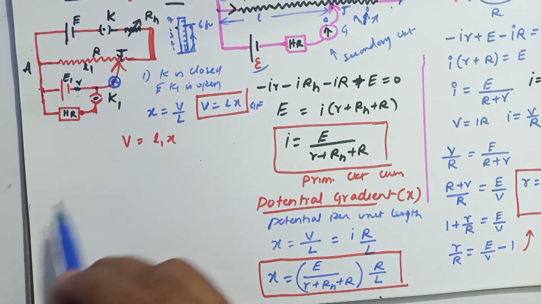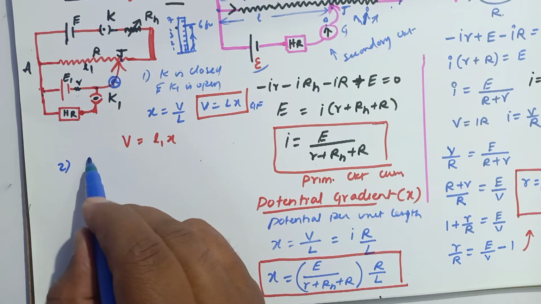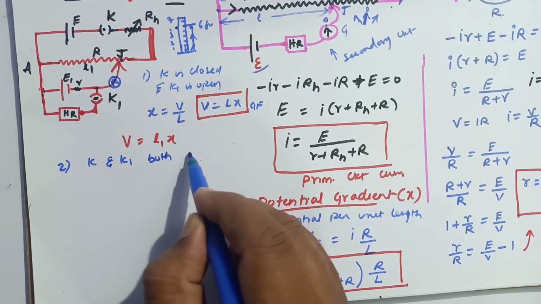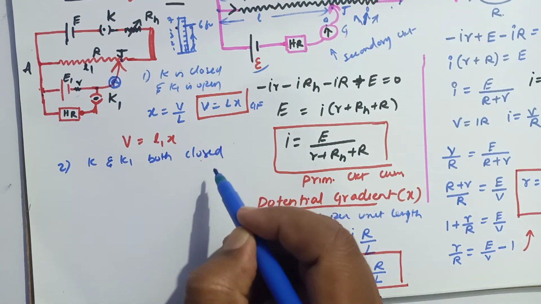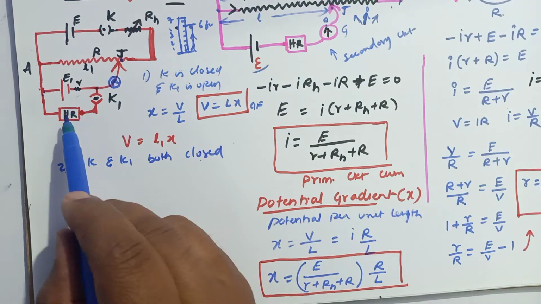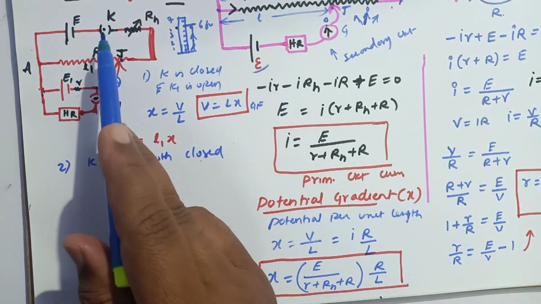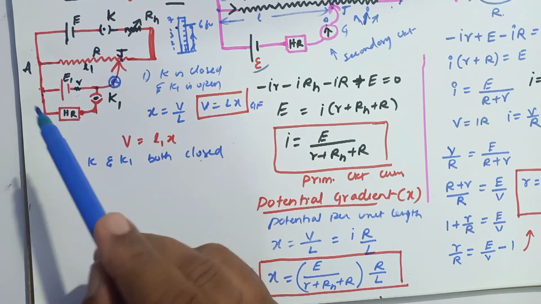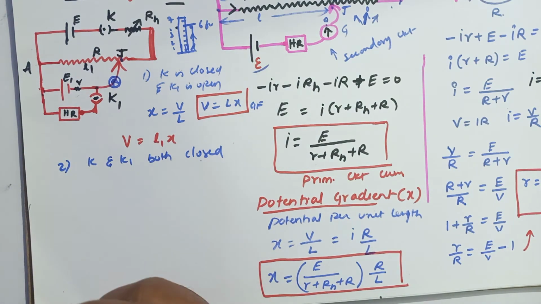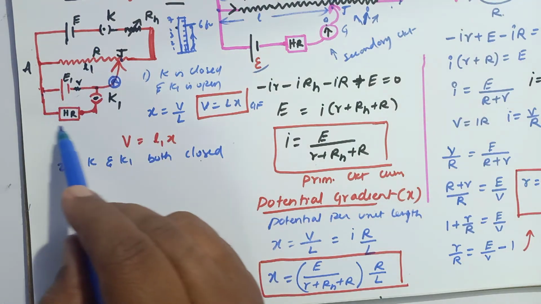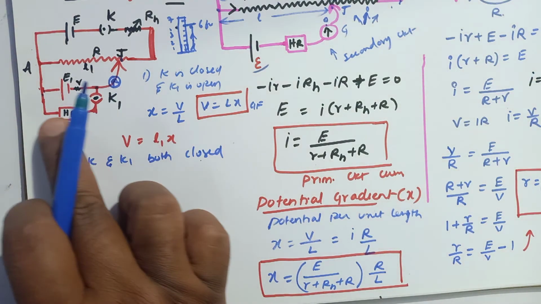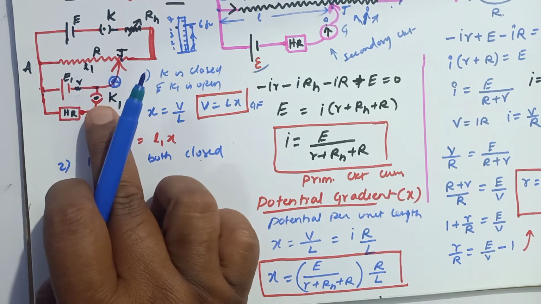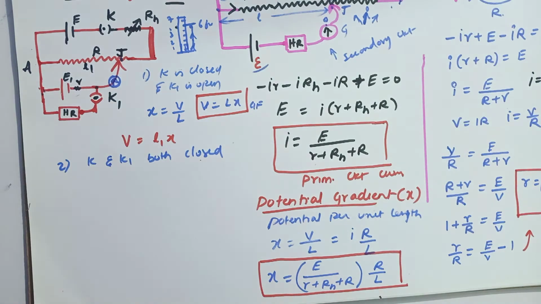So L1 into X. Now the second step is K and K1 both are closed. Both are closed. Then what happens? When both the keys are closed, the key is just like a switch here. If you complete the key here, if you keep the dot, it means you are switching on. Both the circuits are switched on. The circuit is completed now. Now when this K1 is also closed, then this circuit is also completed.